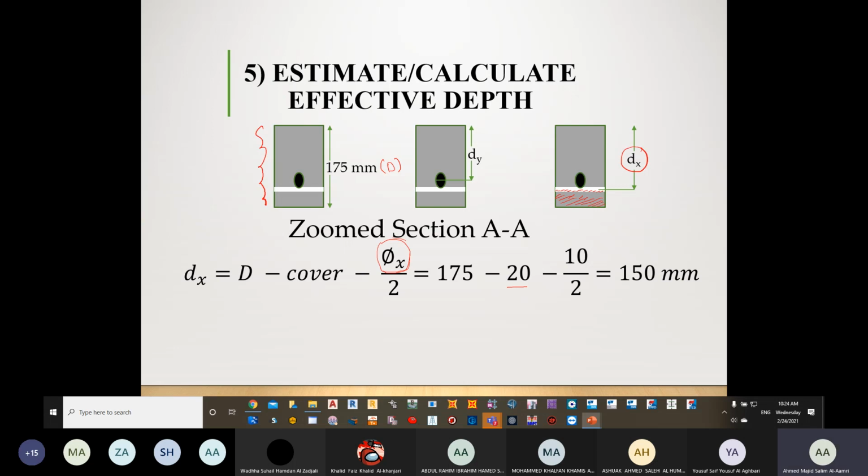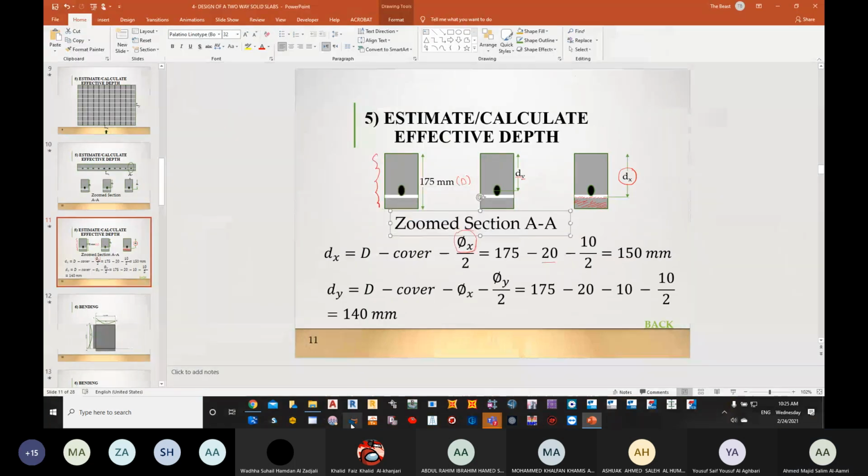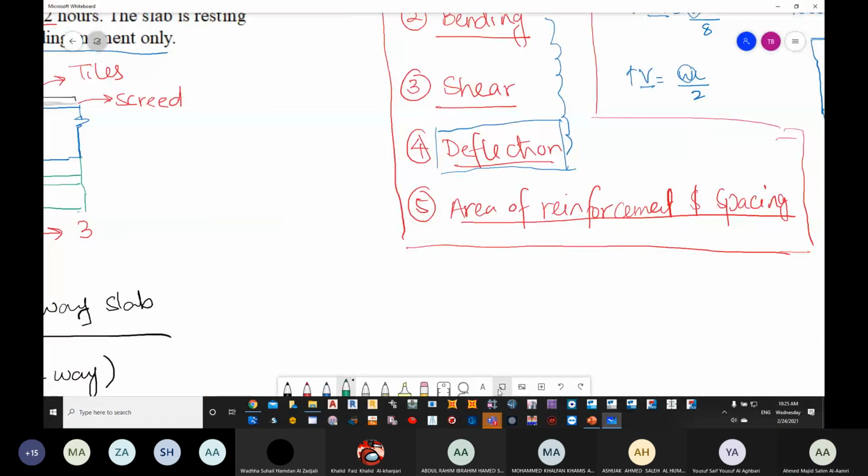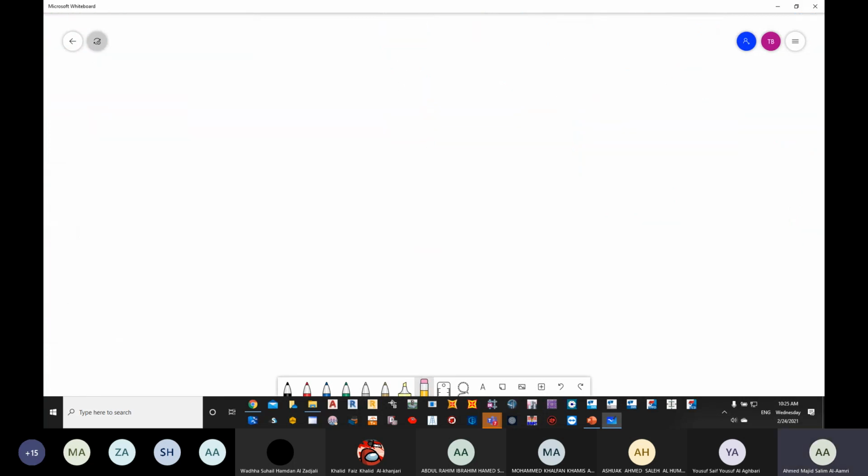Now after calculating DX, we need to calculate DY. If I try to see the difference between DX and DY, you will see the difference between them. Once again, this was my X reinforcement, and this is my Y reinforcement.